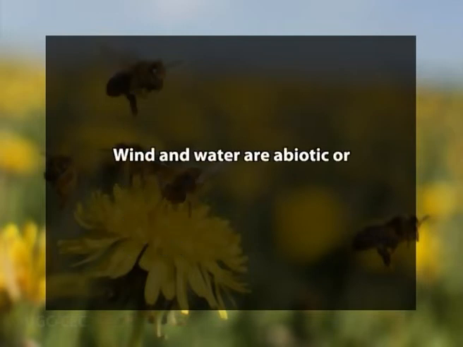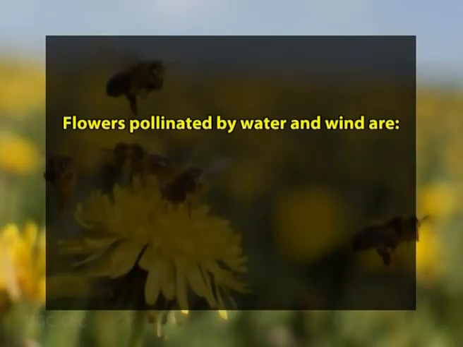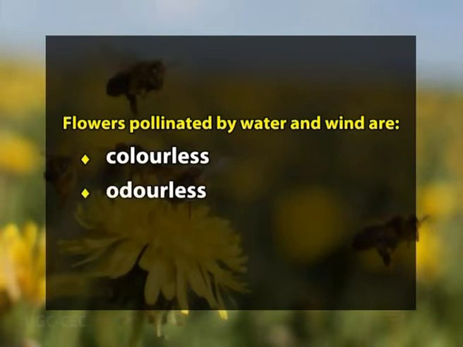Among these agents, wind and water being abiotic or non-living agencies, the flowers pollinated by them need not develop visual and olfactory cues. They also need not pay rewards in the form of nectar or pollen to these abiotic pollinators in turn for their pollination service. Thus, flowers pollinated by water and wind are basically colorless, odorless and nectarless.